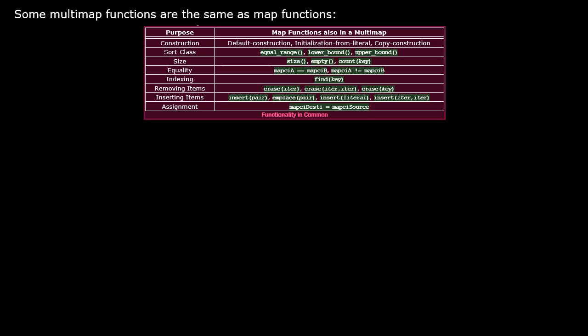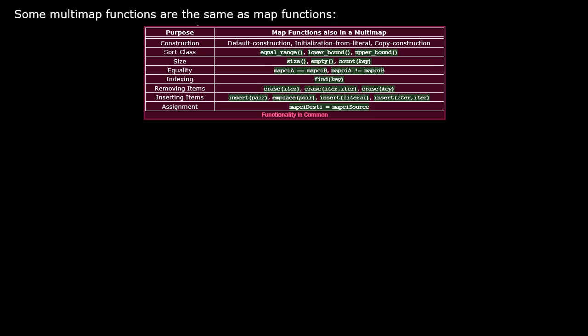Some multimap functions are the same as map functions. You can construct a multimap using default construction, initializing it from a literal, or by copy construction. Functions equal range, lower bound and upper bound can query how the multimap's internal representation divides the space of keys into segments. When querying the number of items in a multimap, there is a faster empty function for when you want to test whether or not that size is 0.